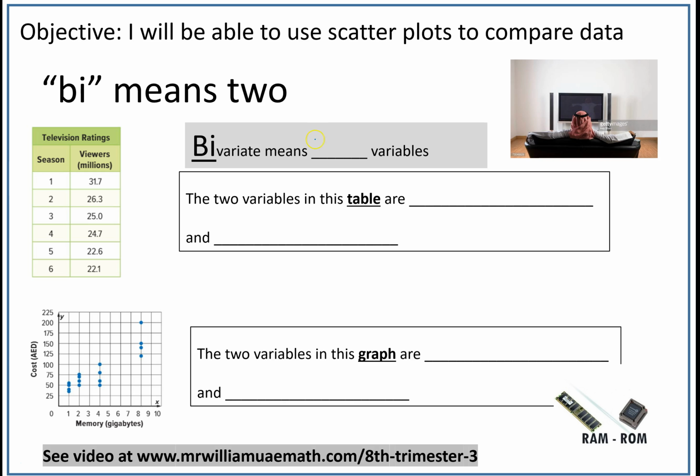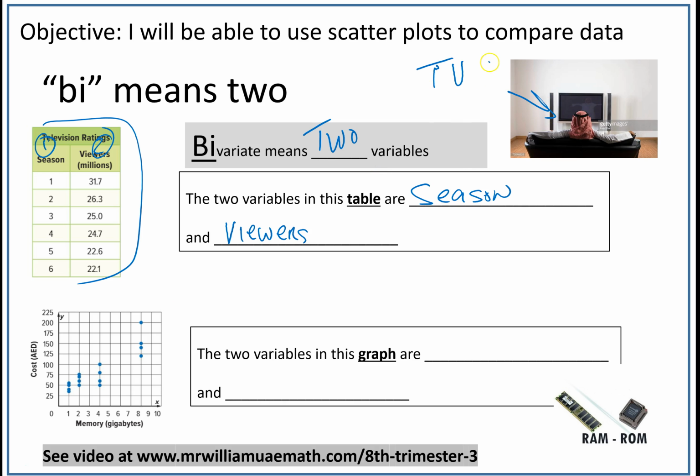Bivariate means you have two variables. So let's look at this table here. What are my two variables in the table? My two variables in the table are season and viewers. This person here is a TV viewer. They're watching TV.